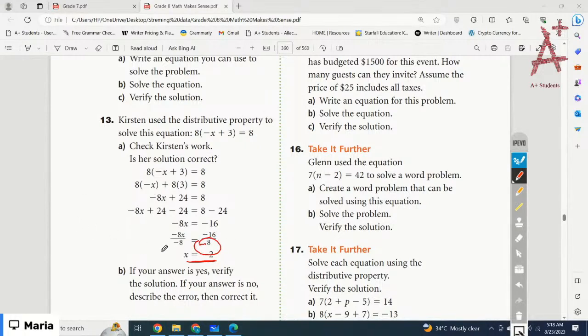That means the answer is not correct, right? The solution of the question is x equals simply 2, not negative 2. You can see 8 times (negative 2 plus 3) equals 8: 3 minus 2 is 1, and 1 times 8 is 8. So the solution of the question is x equals 2, not negative 2.